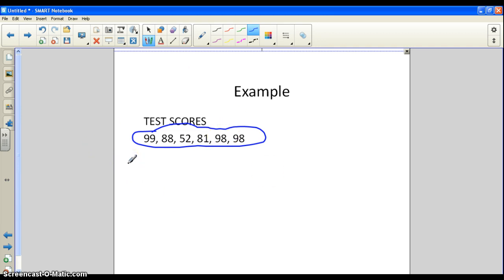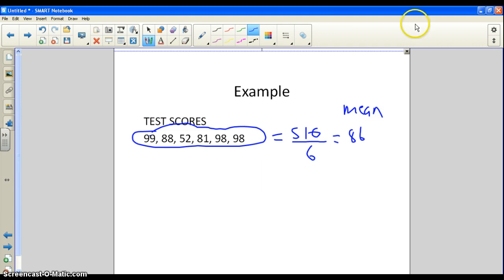So for the mean, the first thing you do is add up all the numbers. I have my calculator out, and I'm going to add up all the numbers. 99 plus 88 plus 52. Sorry, I typed in the wrong number. Plus 81 plus 98 plus 98 is 516. So this adds up to 516. And then I'm going to divide this number by the total number of scores. So there are 6 scores. And you get 86. So this is the mean.